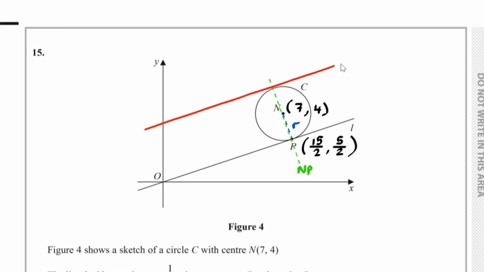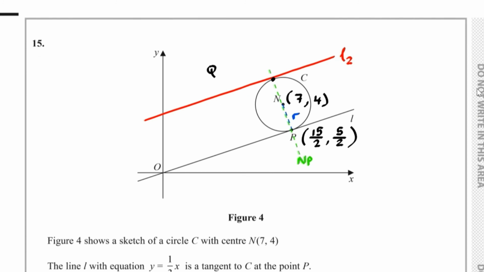Here, we've got our line. We'll call it L2. L2 intersects C over here at some point Q. And what we can do is find out what the coordinates of Q are. And we can do this using vectors.